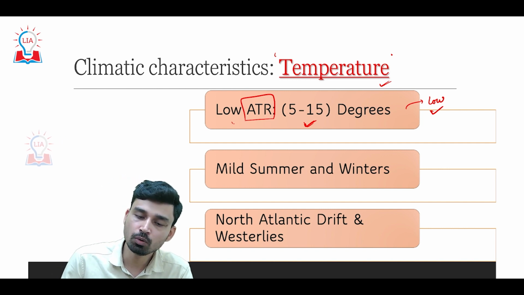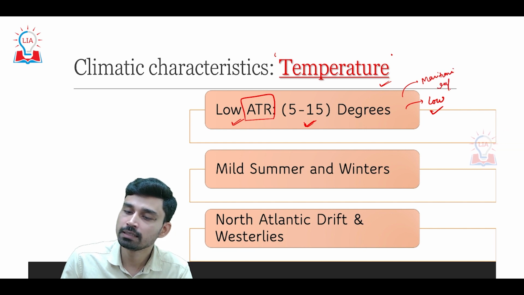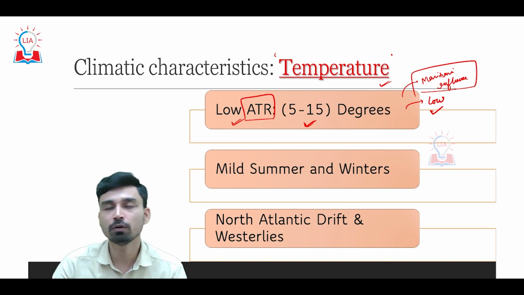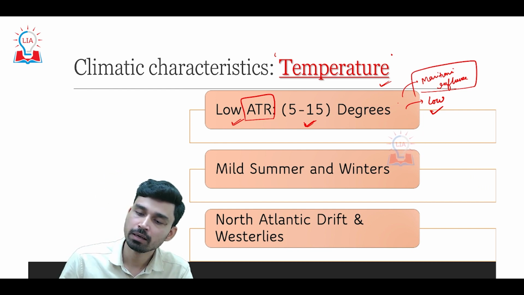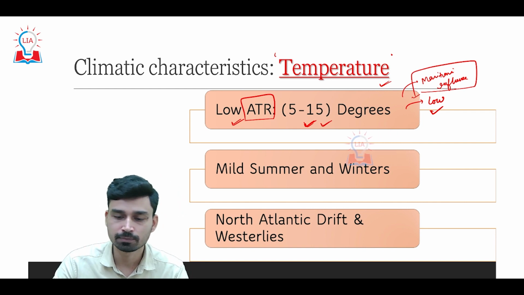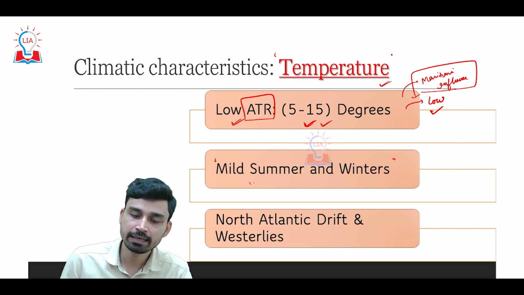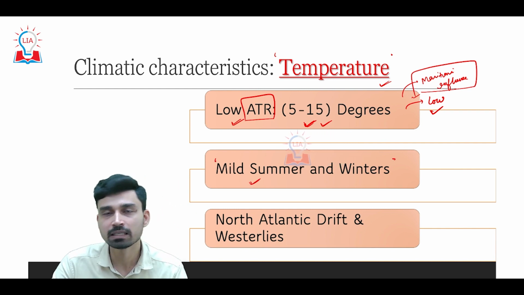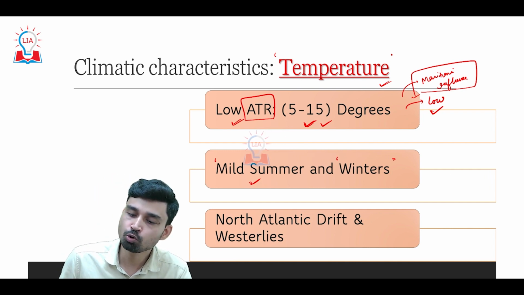The reason behind the low annual temperature range is simply the maritime influence, because these regions are very close to the oceans, and that is why, due to the continuous movement of sea and land breezes during day and night, as well as in summer and winter, maritime influence causes a decline in the annual temperature range. And it is due to this maritime influence that we can also understand the area experiences very mild summers. That means temperature does not become very high during summer, and winters are also not very cold.